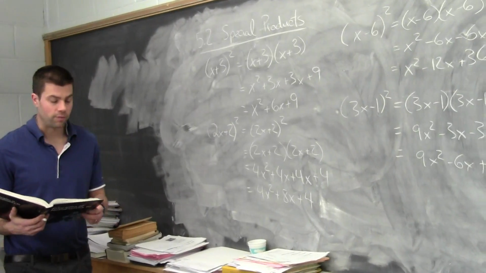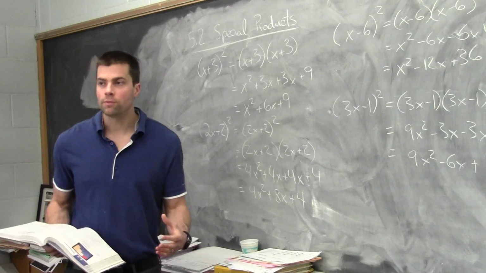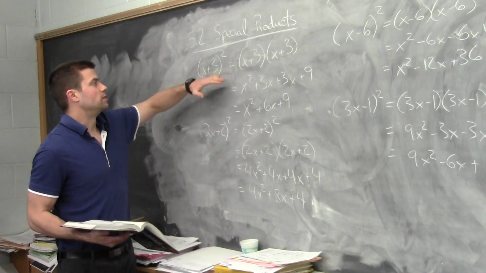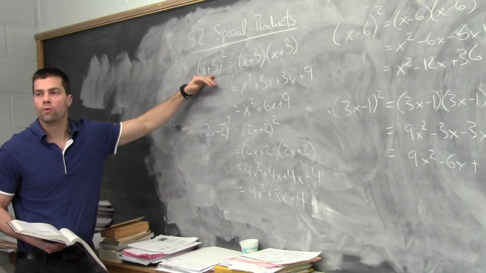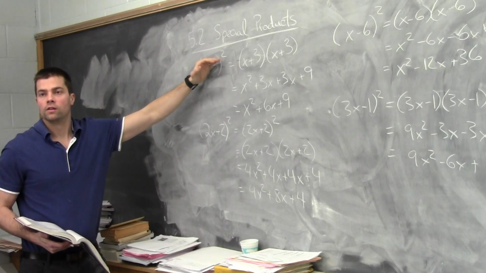Right, this is section 5.2 in your textbook. It's special products. So we touched upon this yesterday. I actually showed you guys a couple examples where we did x plus 3 squared. Or sorry, we did a binomial squared.